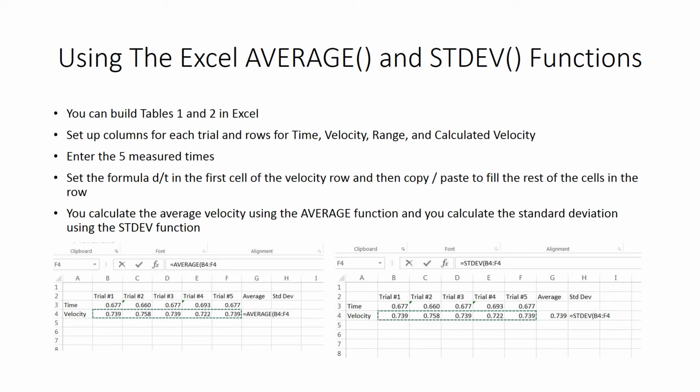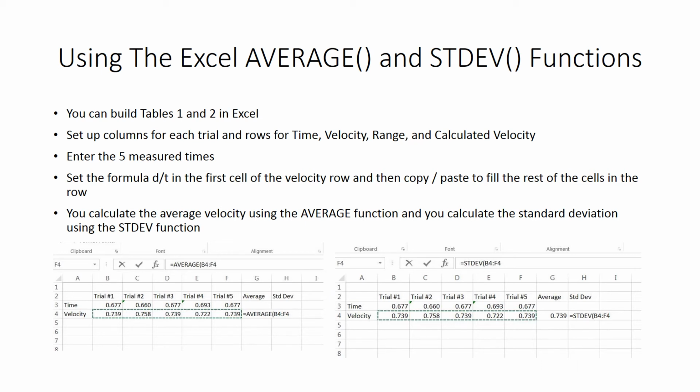So to do this, you set up columns for each trial and rows for the time, the velocity, the range, and the calculated velocity. And you enter the 5 measured times in the time row. In the first cell of the velocity row, you take the distance and you divide it by the first cell in the time row, and you get the velocity. If you then copy and paste that all the way across the row, it will calculate the velocities of all of the runs.